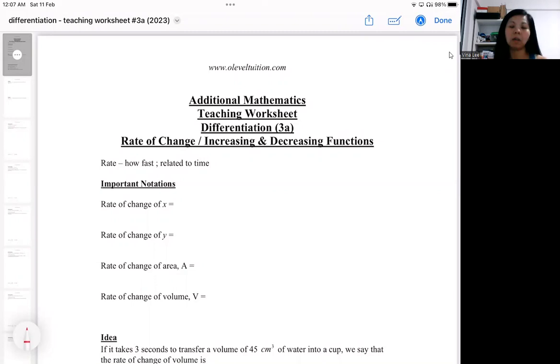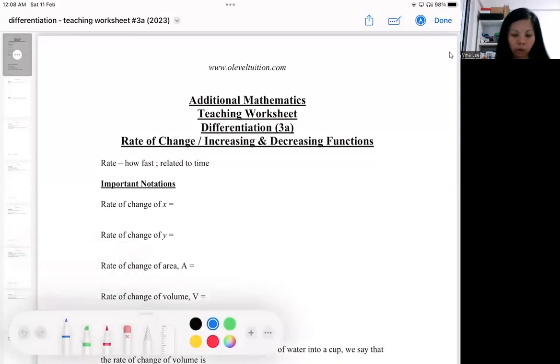This will cover the basic rate of change and the basic idea of increasing and decreasing functions, and also there will be connected or related rate of change, which is in 3B. All these are under one big application, so you can see it as one application split into three sections. This teaching worksheet will deal with two sections, one on the rate of change and the other on increasing and decreasing functions. Okay, so let me do an introduction first.